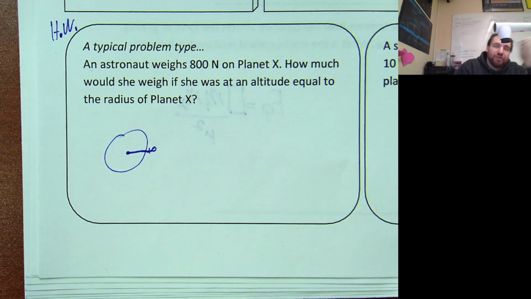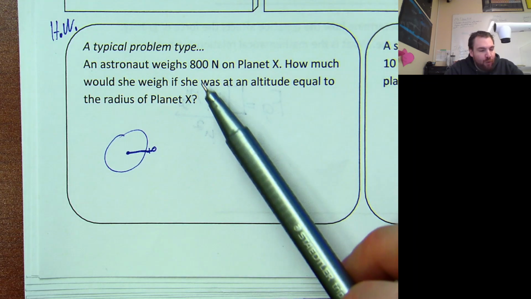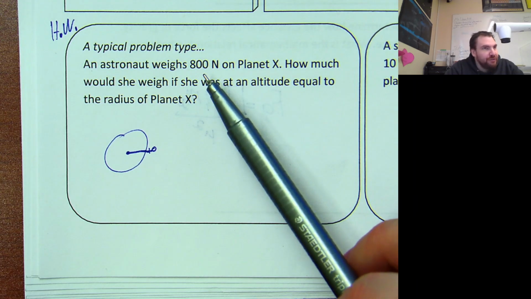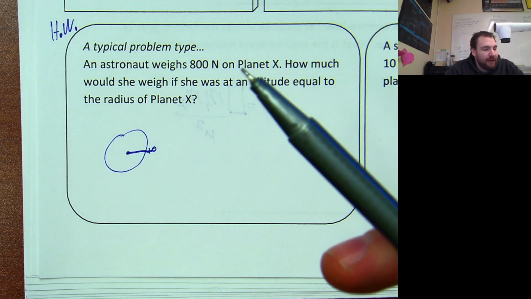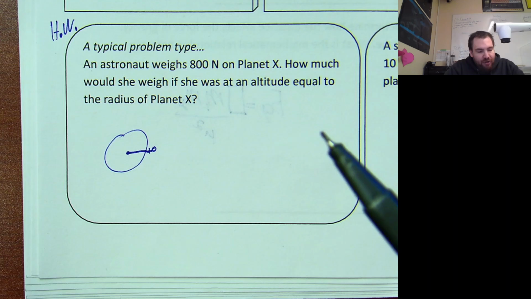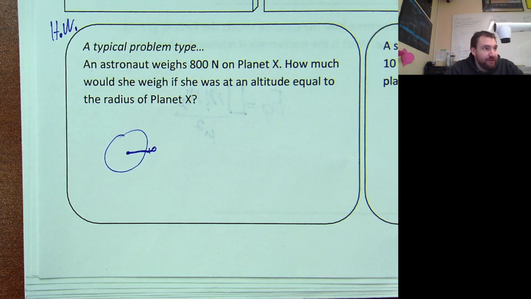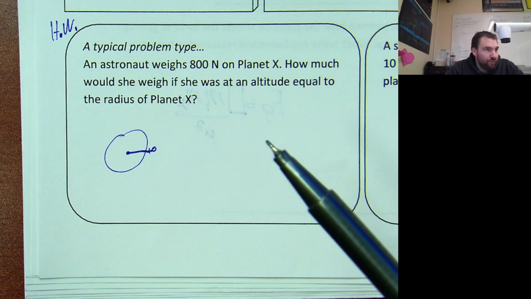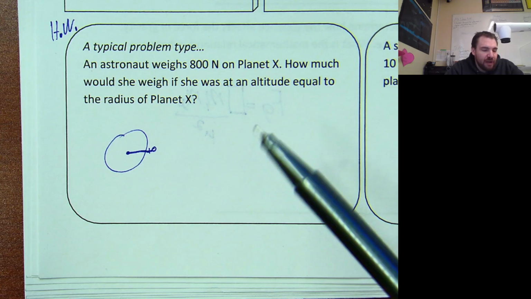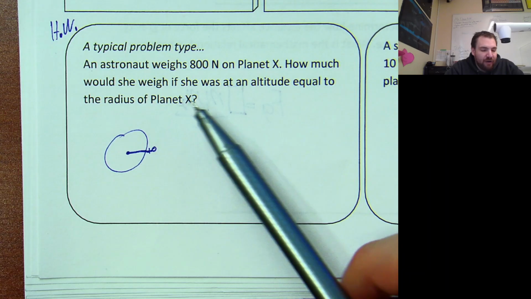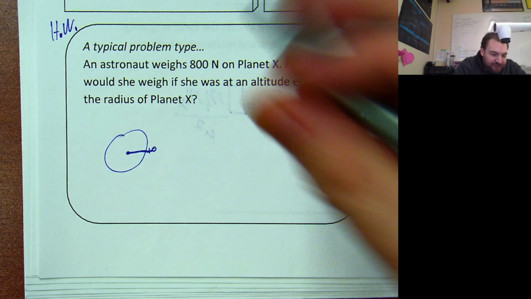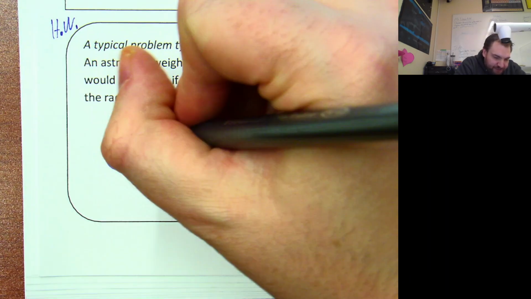Okay, so she's there on the surface. We know her weight is 800 newtons. Weight is Fg, yeah? Okay. So there's a couple ways we could do this. Nope, there's only one way we could do this. And then we're told to figure out how much she would weigh if she was at an altitude equal to the radius. So we know it's the radius.